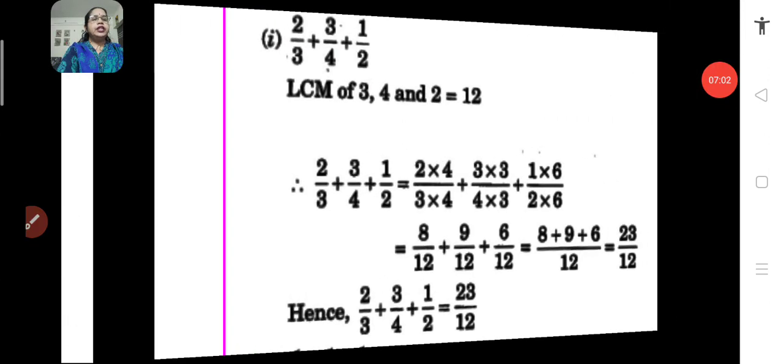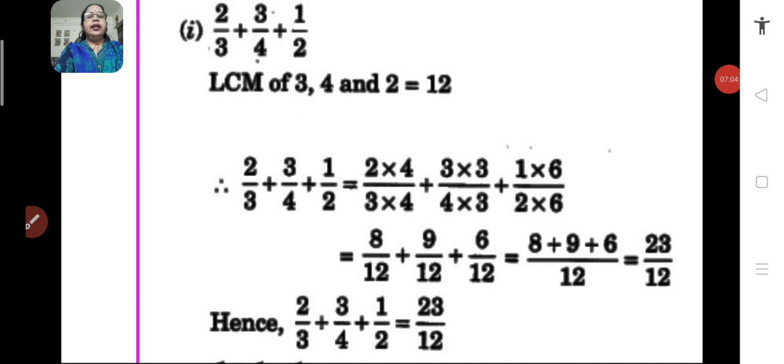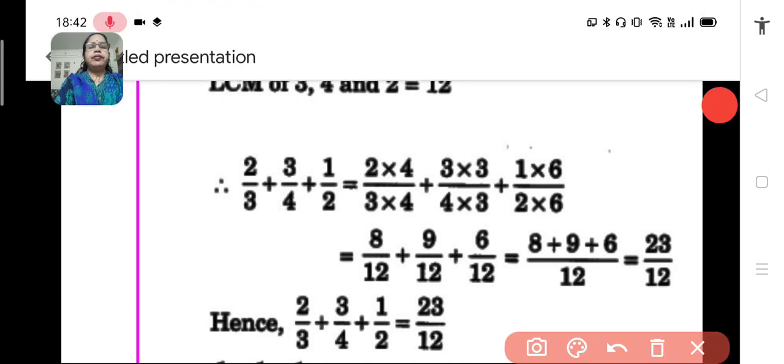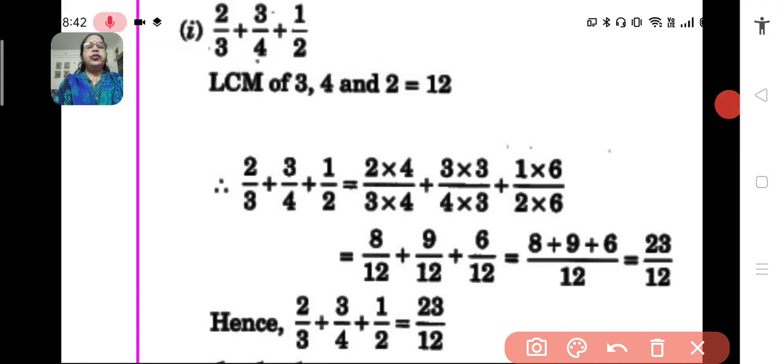Let us move on to the next problem. Here we have 3 unlike fractions to be added: 2 upon 3 plus 3 upon 4 plus 1 upon 2. So, what do we do? We find the LCM of 3, 4 and 2. So, the LCM is 12. Now, we change each fraction into its equivalent form with the denominator 12.